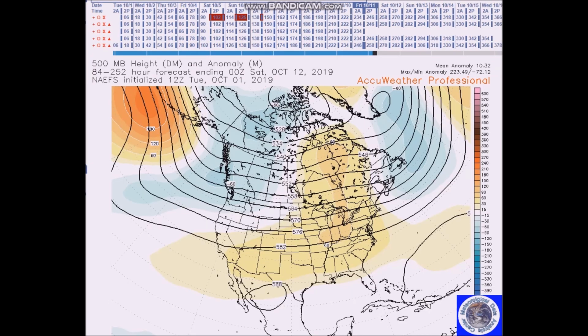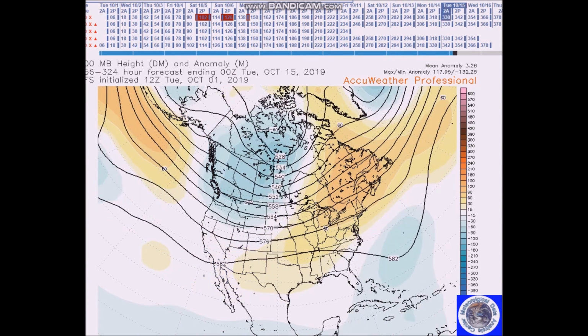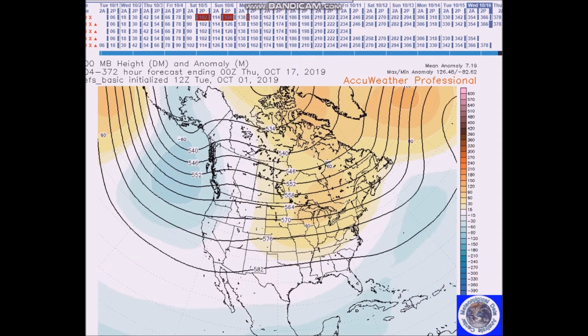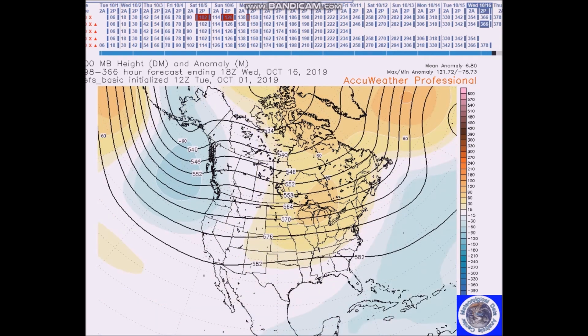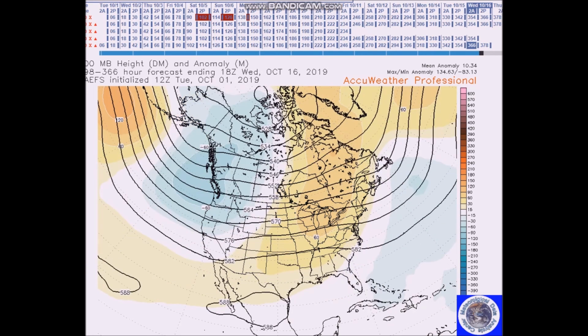Taking a look at the period for October 12th to 16th. Still have a zonal flow across much of the nation here. See our trough returns here in the northwest, above normal heights for much of the remainder of the nation. This is the European ensembles. Look at that. Real warm pattern here in the east.